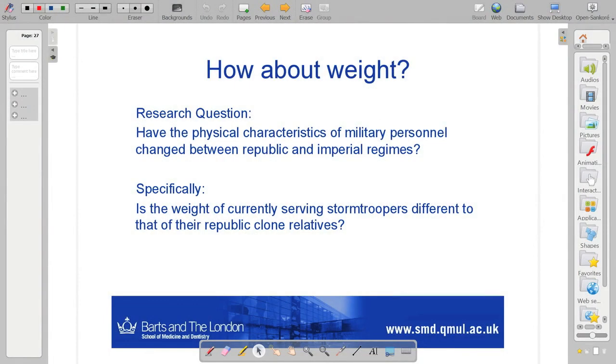The next part of the exercise is to do the same analysis looking at weight. So we're still looking at this overall research question. Have the physical characteristics of military personnel changed between republic and imperial regimes? Specifically now, is the weight of currently serving stormtroopers different to that of republic clone relatives?